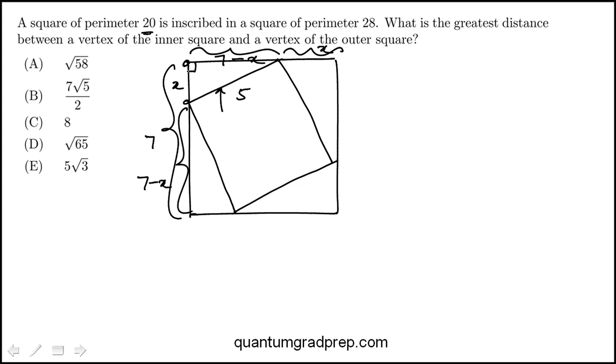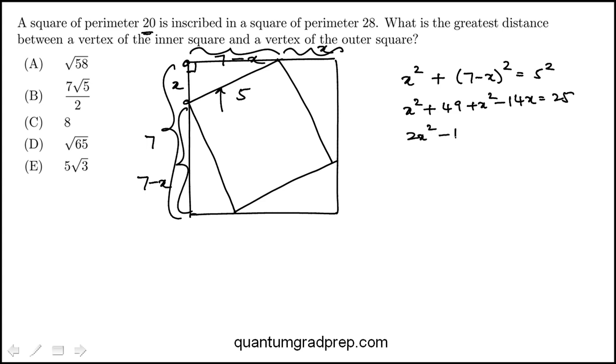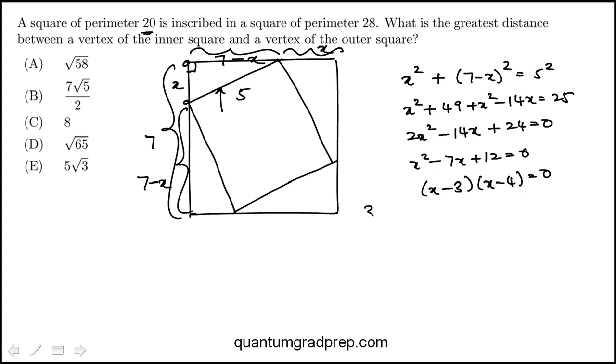And we can apply the Pythagorean theorem here to find what x is. So that's applying the Pythagorean theorem. And this will give us a quadratic. And minus 14x equal to 25. Combine like terms. And 49 minus 25 is 24. Then divide by 2. And then if you factor this, one is easy enough to factor. And so x is 3 or 4.